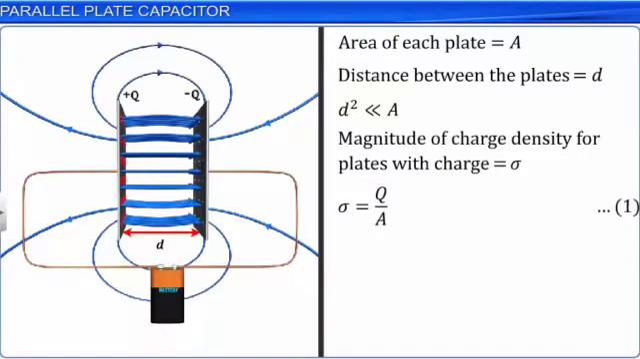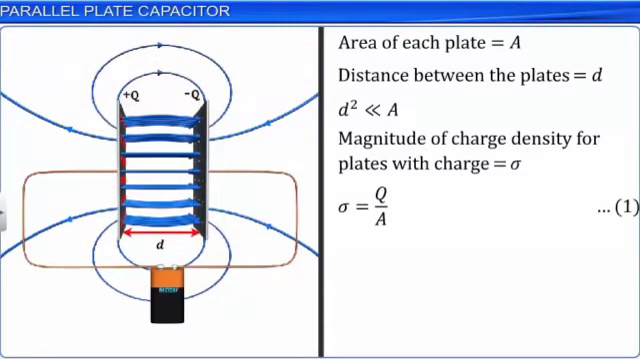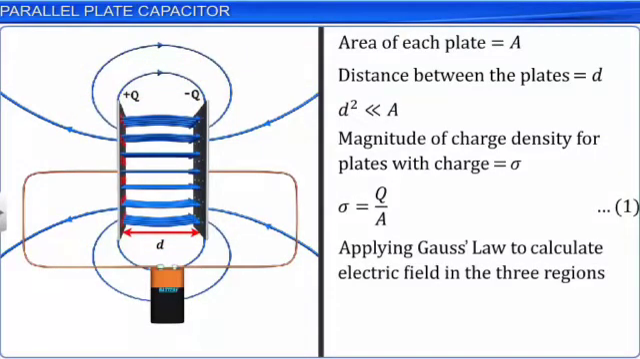Let us assume the region on the left side of the capacitor as region 1, the region between the plates as region 2, and the region to the right side of the capacitor as region 3. Let us now calculate the electric field in the regions 1, 2 and 3 with respect to the capacitor. We do this by applying Gauss law to calculate the electric field in these regions.